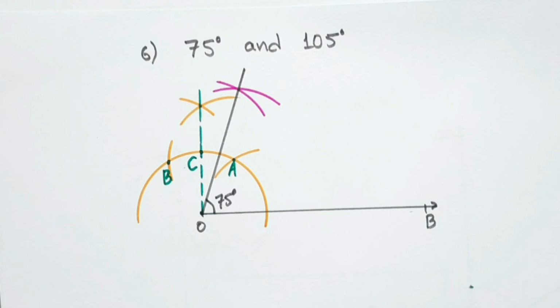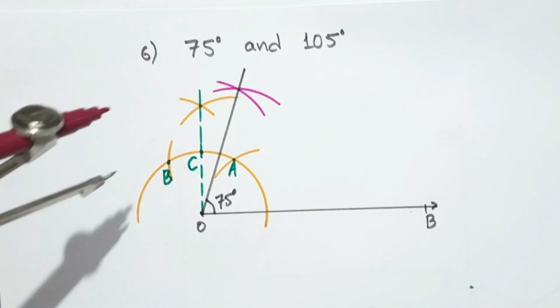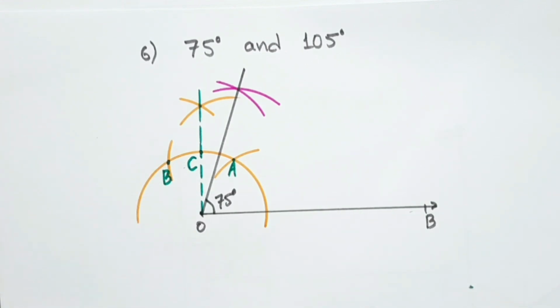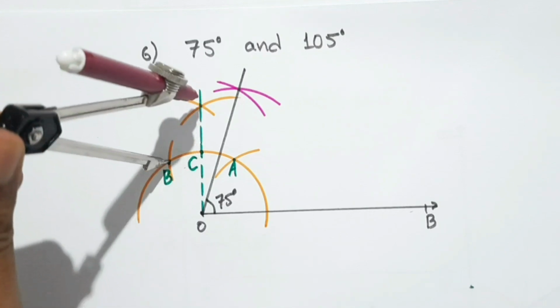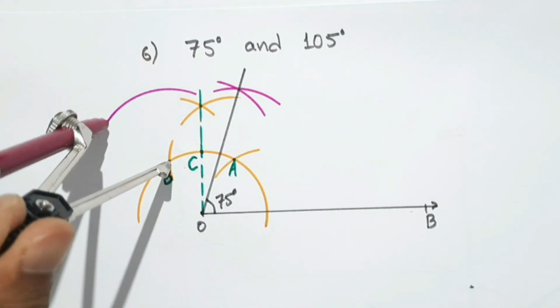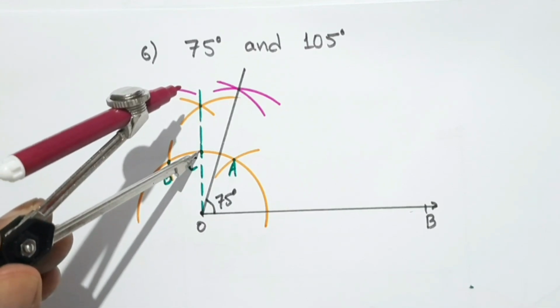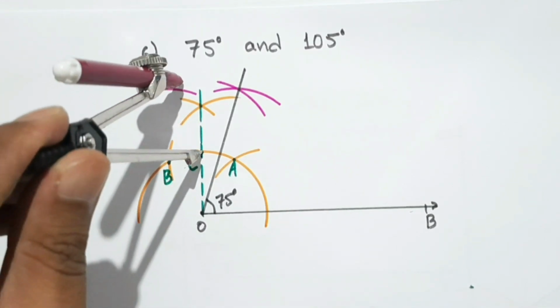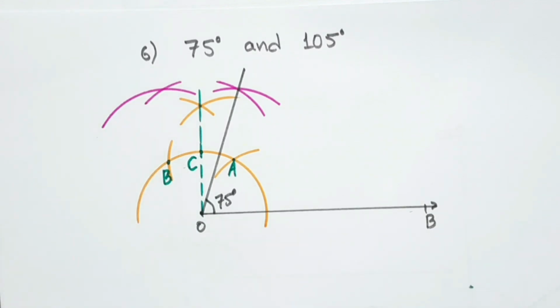Now next, for 105-degree, we have to use points B and C. First I'll take point B as a center and make one arc somewhere here. Now I'll take C as a center and cut this arc here.